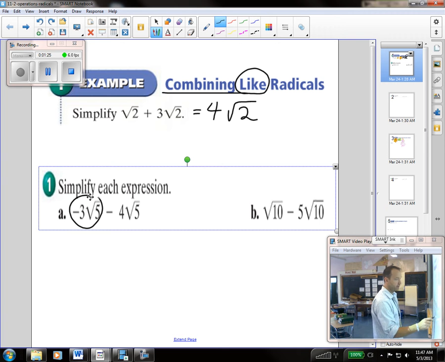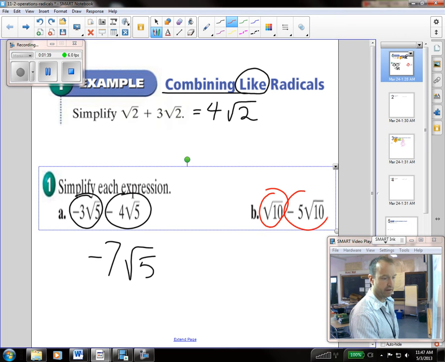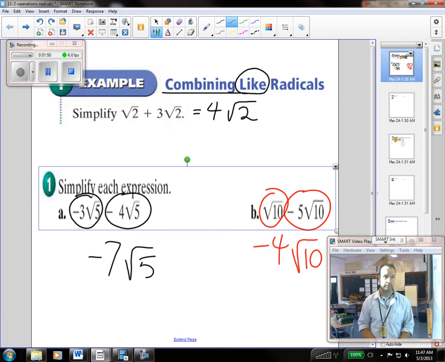You had negative 3 square roots of 5, another negative 4 square roots of 5. That means you have negative 7 square roots of 5 are what we are counting. Here you have 1 square root of 10. Here you have negative 5 square roots of 10. When we put together the positive 1 and the 5 negatives, negative 4. And again, we are counting square roots of 10.